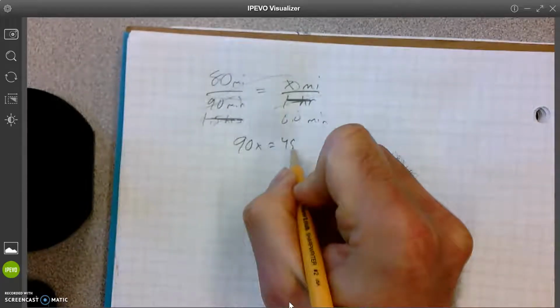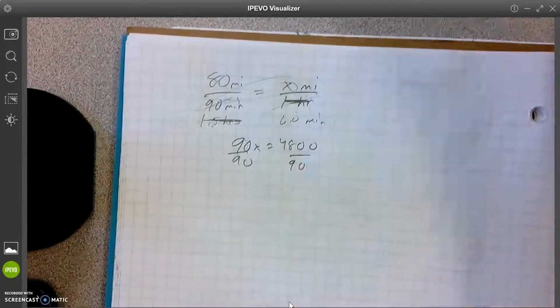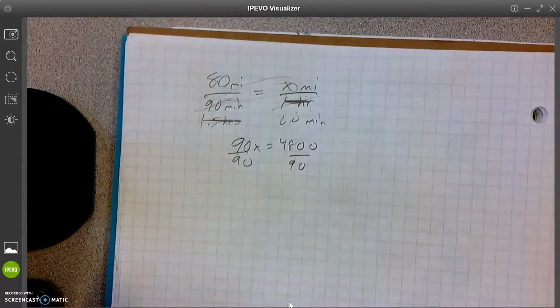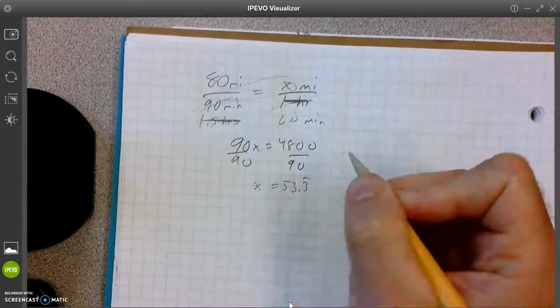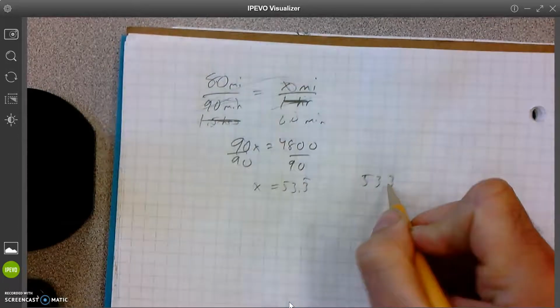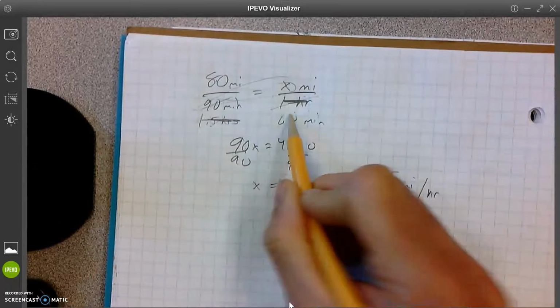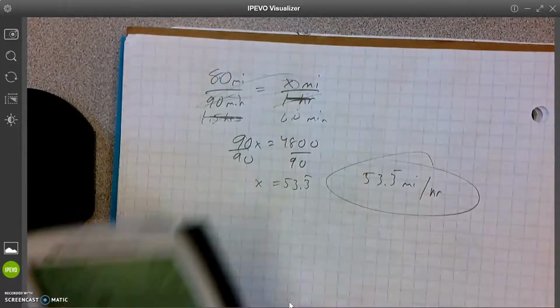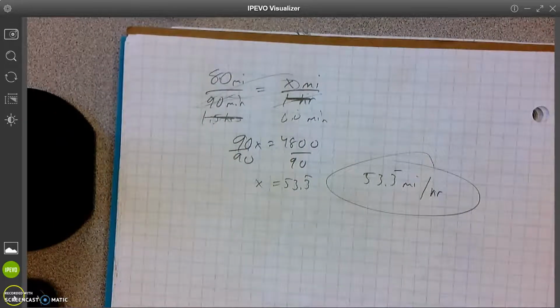80 times 60 is 4,800 divided by 90. Hopefully you got this. 4,800 divided by 90. X is 53.3 repeating, so it's 53.3 repeating miles for every 1 hour, or 60 minutes. There we go. Cool. Nice job, everybody. Let's keep crushing these problems. Good work.